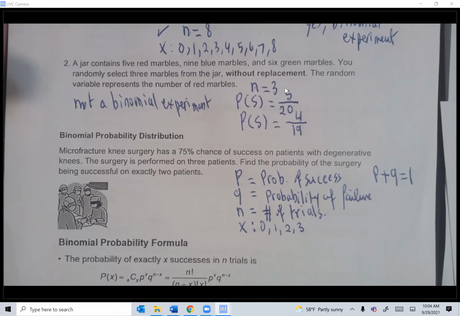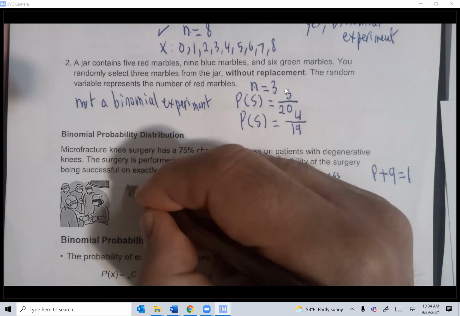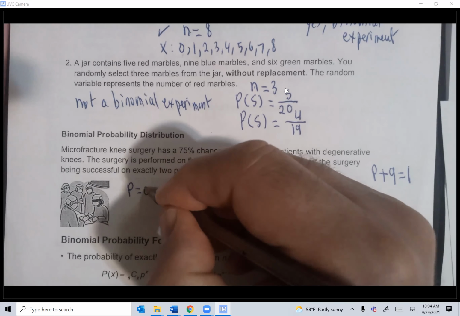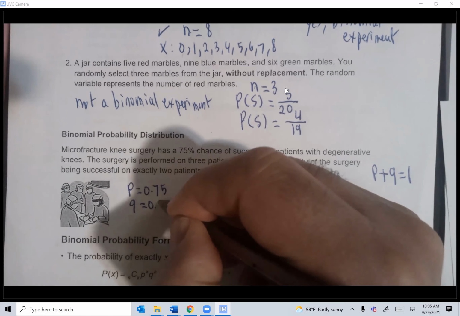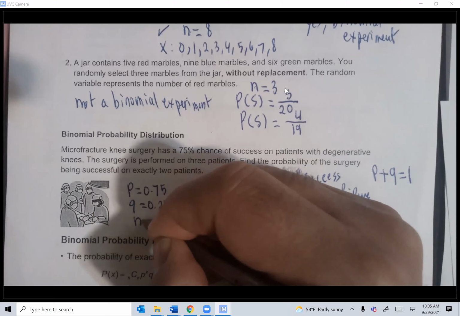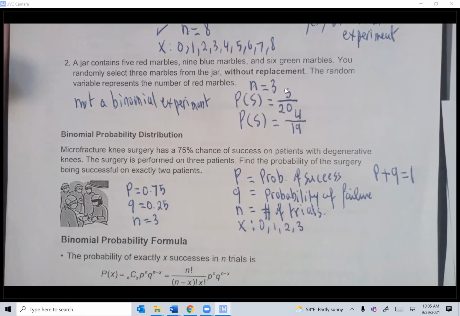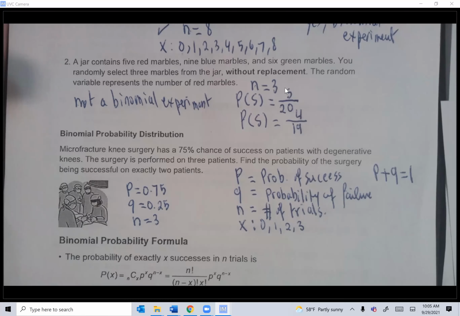So P is 0.75. Q is 0.25, N is 3. That's what you need to know. And actually, when you use technology later, you don't even need a Q, you just need N and P. Okay, are we good so far? So probability of success is 75%, and we're performing the surgery on 3 patients.